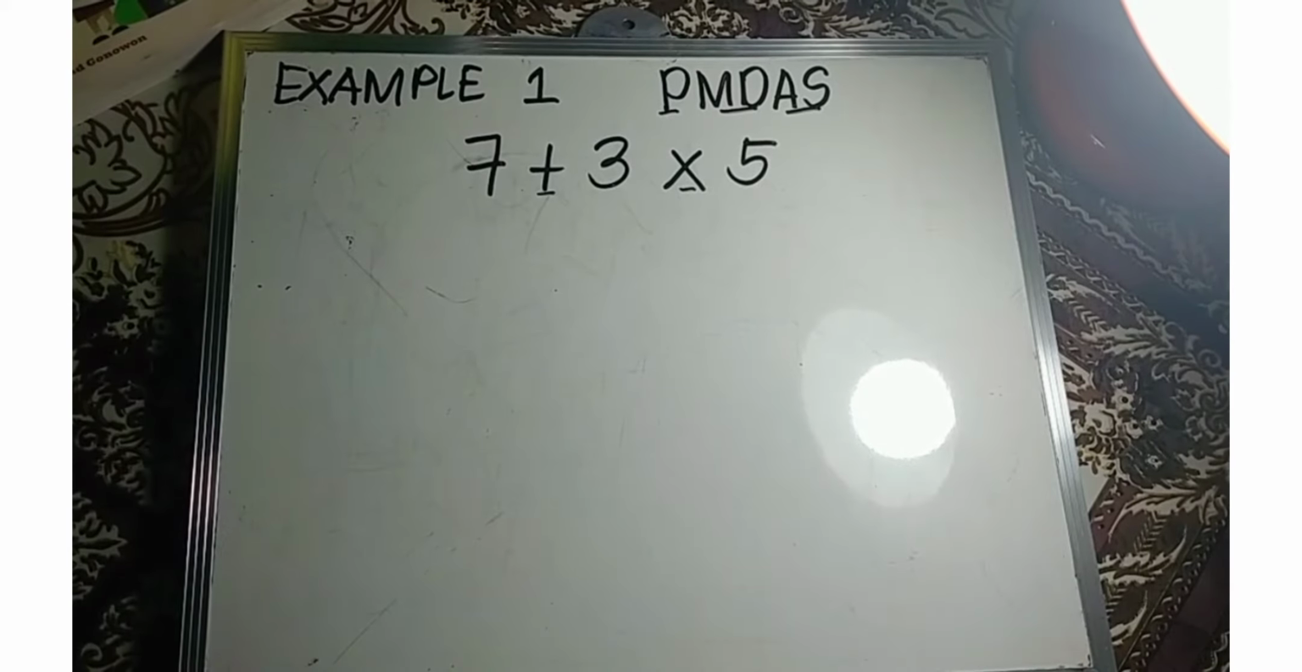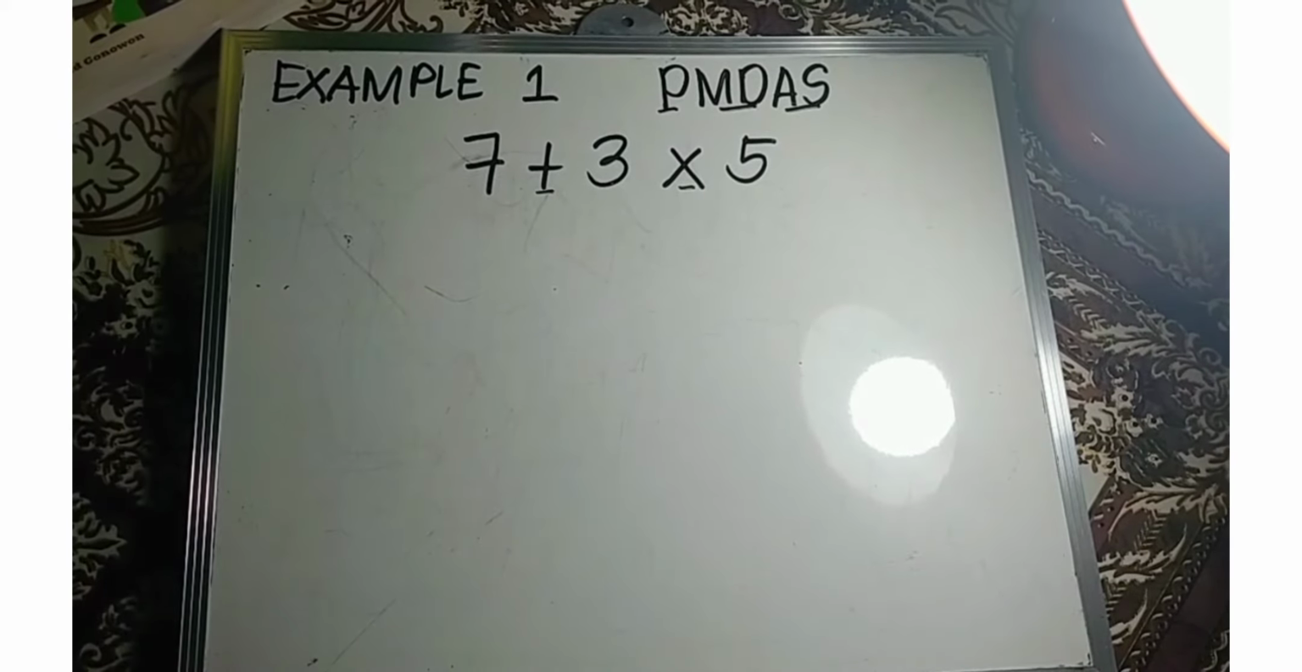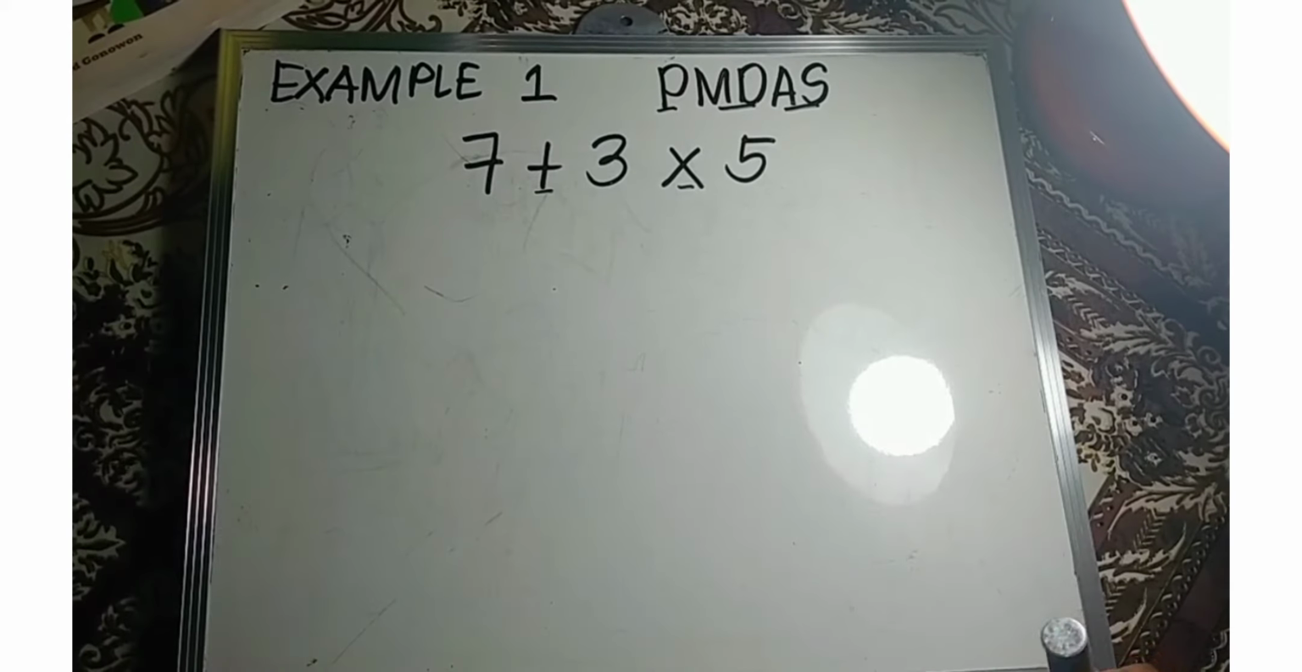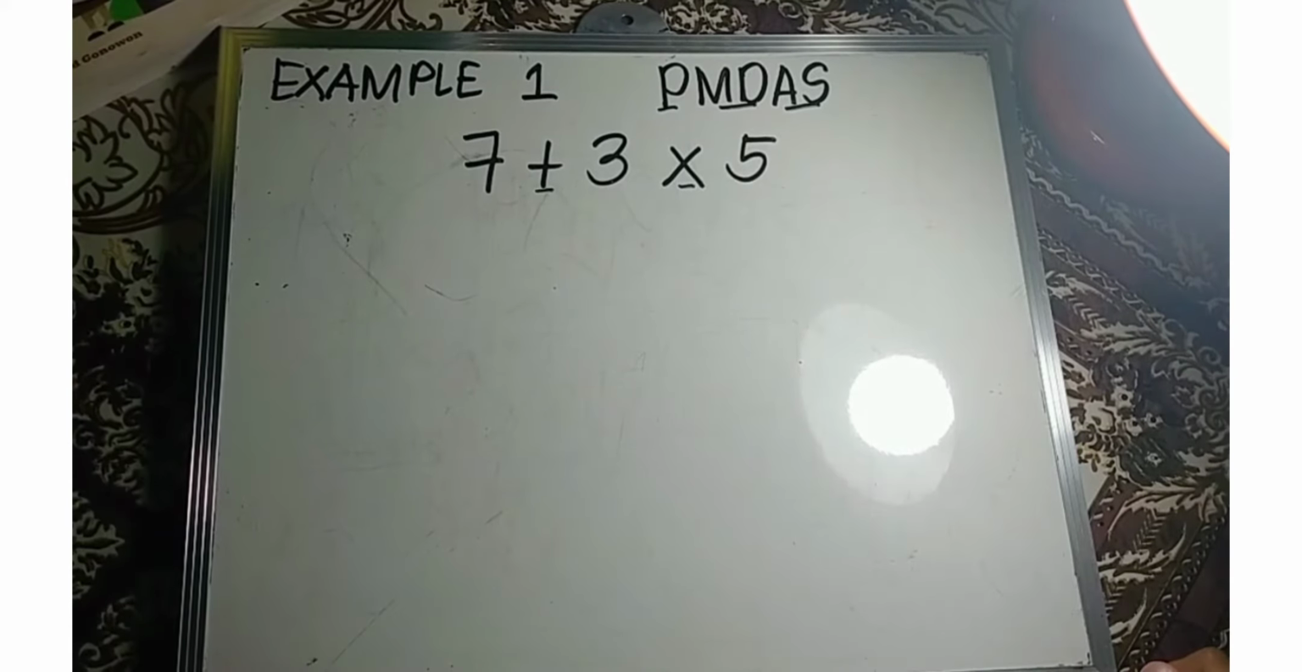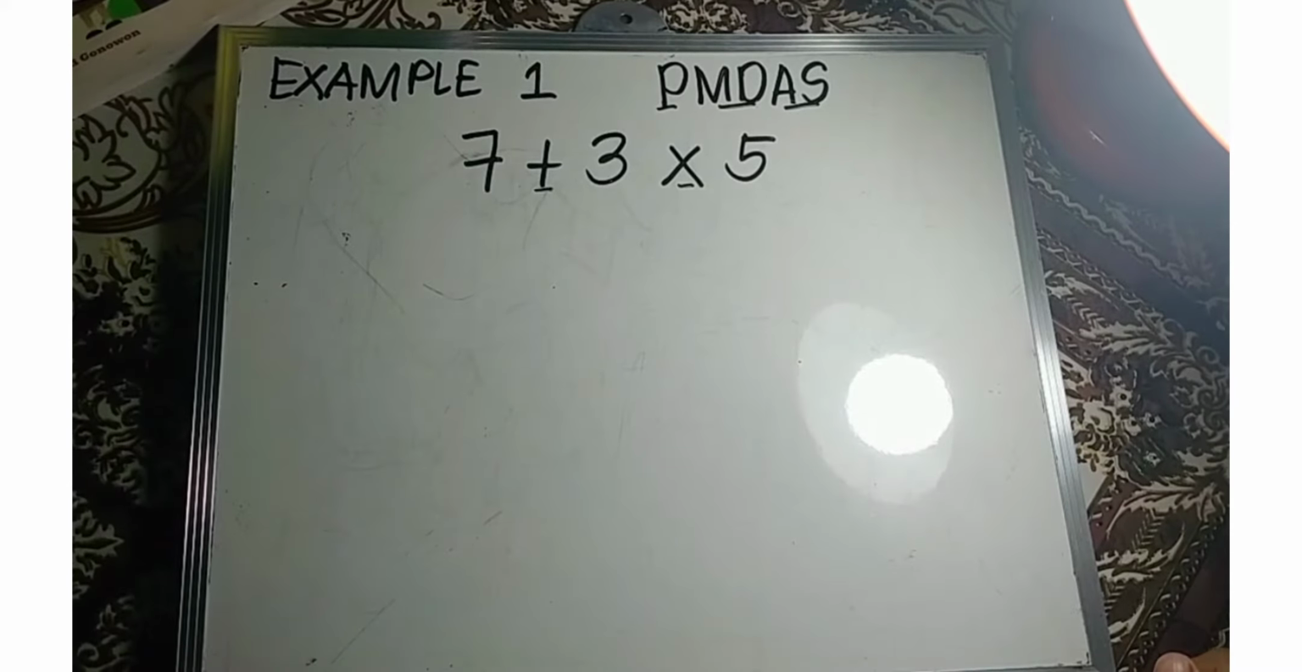Okay, so let us have an example. Example number 1. The expression is 7 plus 3 times 5. Again, 7 plus 3 times 5. So, kung babalikan natin ang meaning ng PEMDAS or PMDAS, P stands for parenthesis, M stands for multiply, D stands for divide, A stands for add, and S stands for subtract.